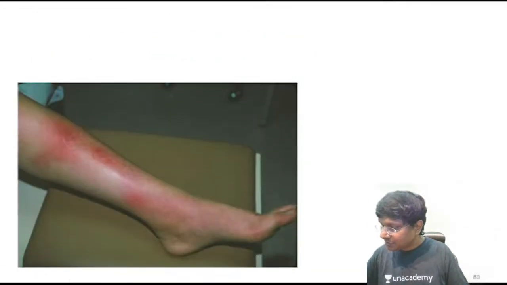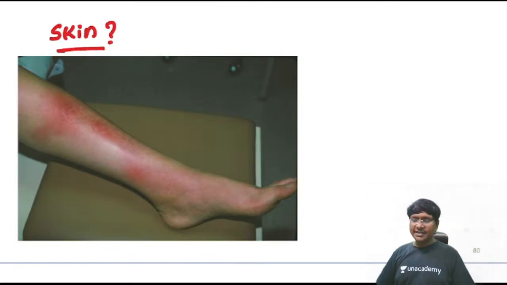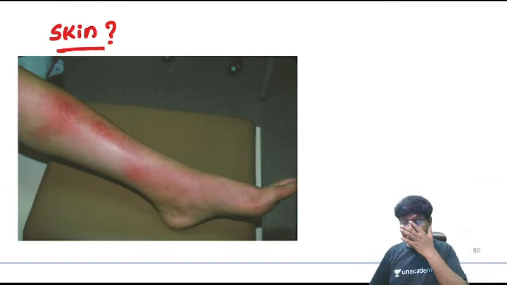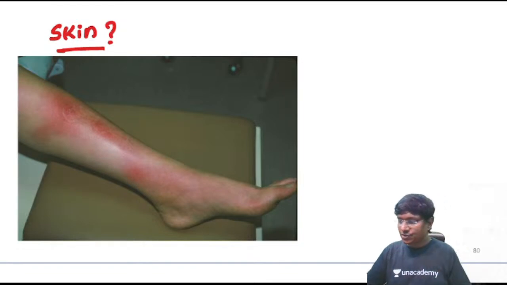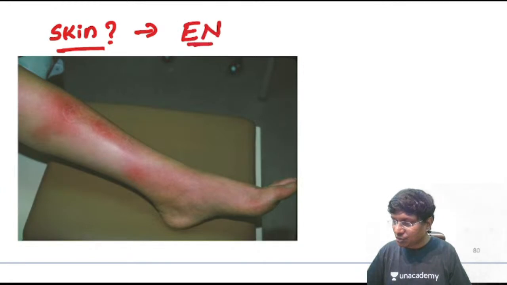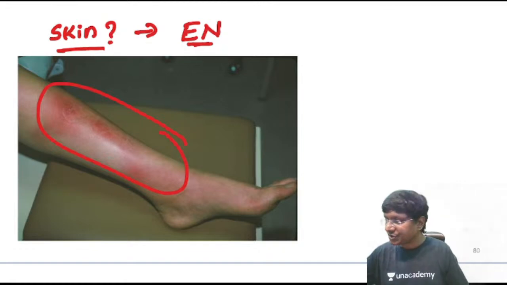Okay. What is the skin abnormality in sarcoidosis? Right, so this is where you have inflammation of the subcutaneous fat. So this is erythema nodosum. You can see here, these are erythematous patches. This is erythema nodosum.